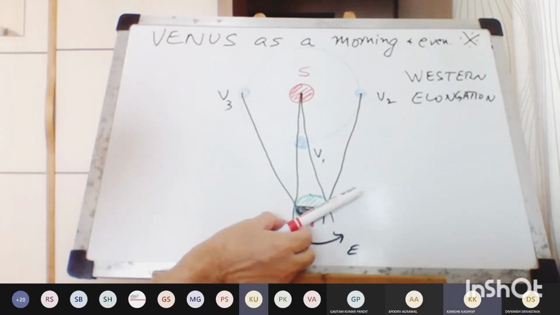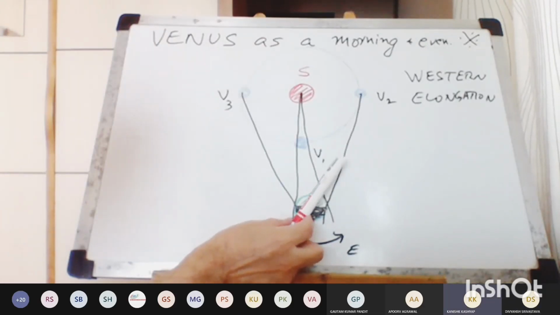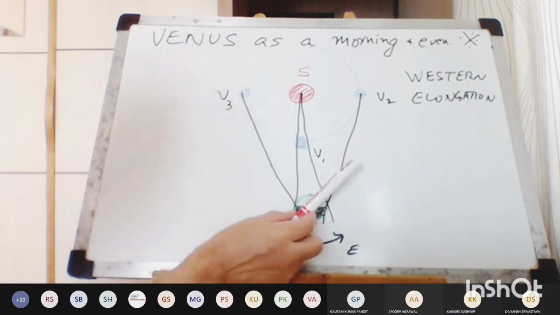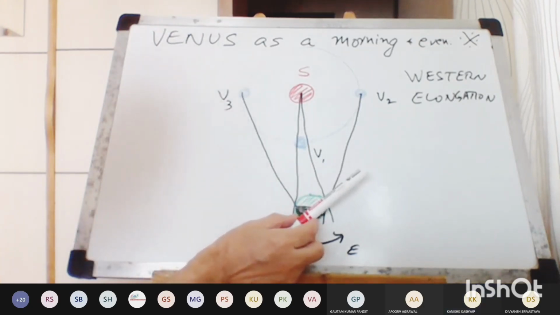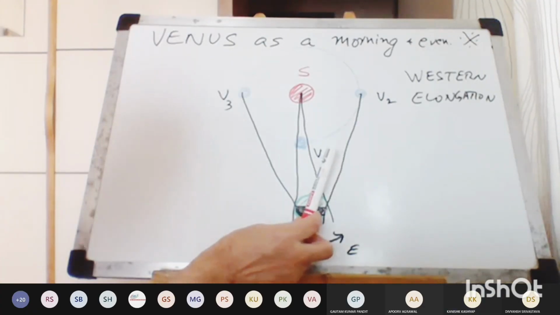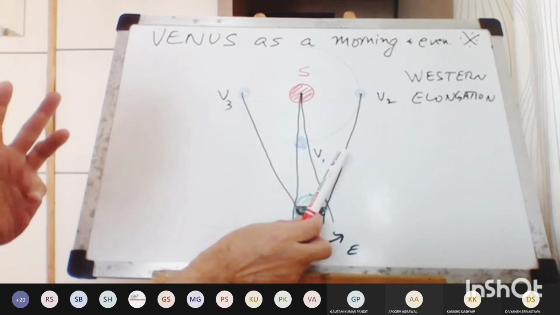Sun, sir. He sees the sun first. So when he sees the sun first, the sun has become very bright. After some time, Venus at V3 will rise. Will he be able to see Venus? No, sir. He will not see Venus because the sun has already risen.